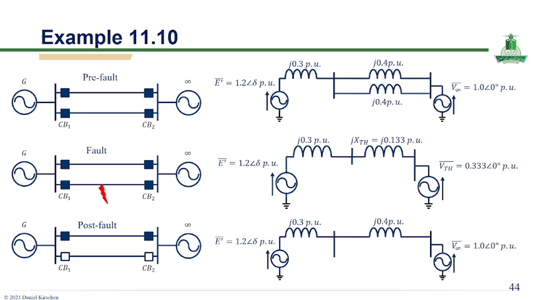The equivalent reactance and voltage are represented as jX Thevenin equal to j0.133 per unit, and V Thevenin is equal to this value. So after the fault is clear, the faulty line is disconnected by the circuit breakers, leaving only one transmission line in operation.